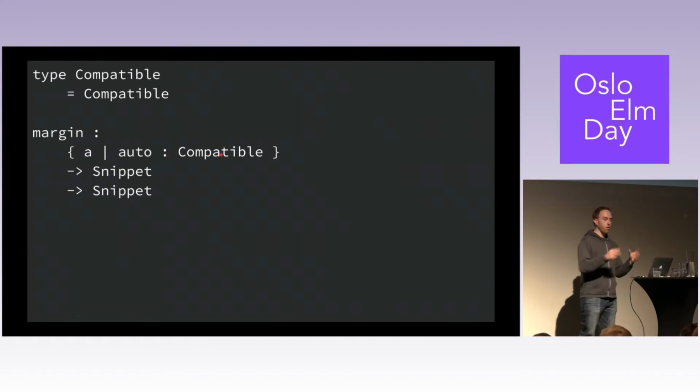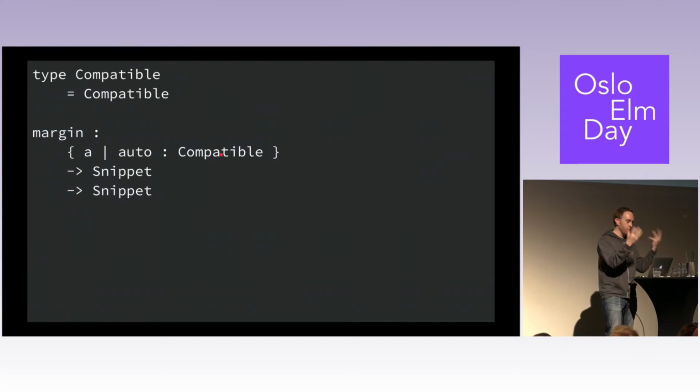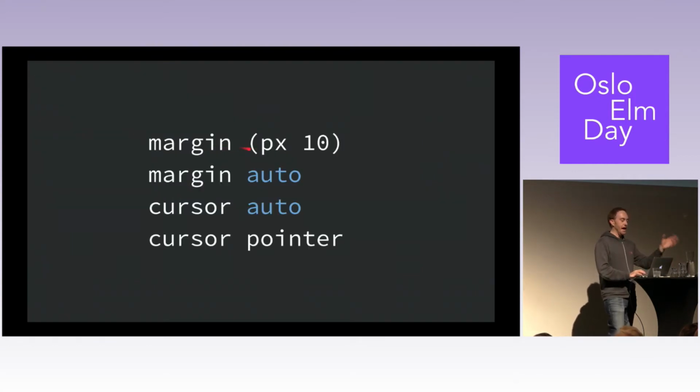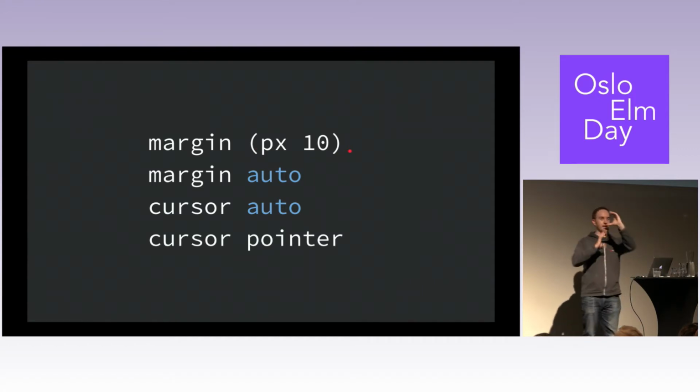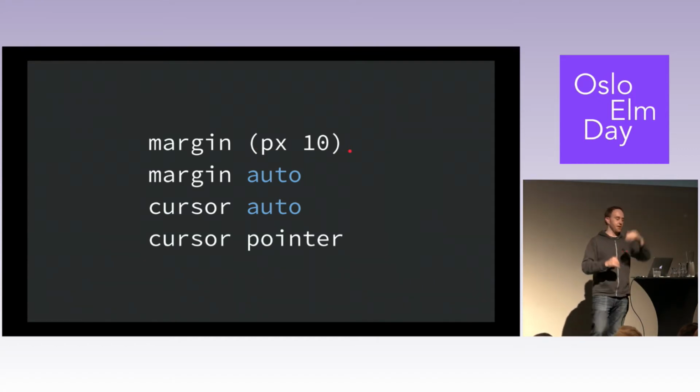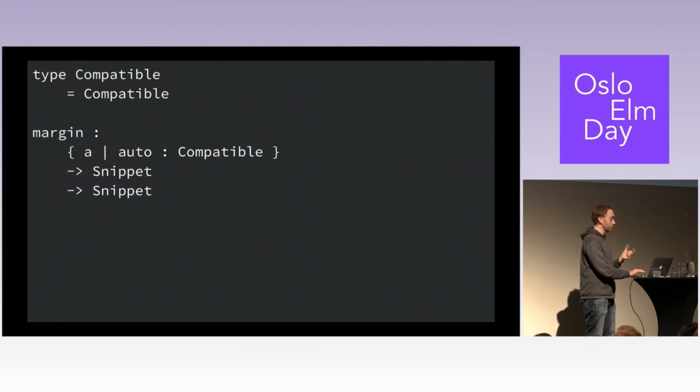So basically, I'm saying margin is auto-compatible, like it's compatible with the auto value. Then it takes a snippet and returns a snippet. So that's basically, after you've passed it this value, then we're going to have square braces, and inside of that are going to be all the styles. So that's not the interesting part. The interesting part is this extensible record here.